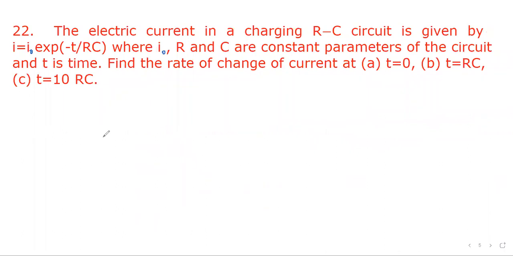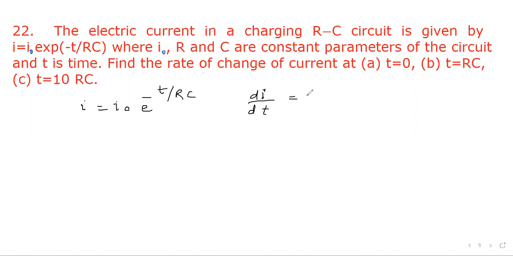Question number 22. The electric current in a charging RC circuit is given by I equal to I0 e to the power minus t upon RC, where I0, R, and C are constants and t is time. Find the rate of change of current at t equal to 0, t equal to RC, t equal to 10 RC. Rate of change of current means we have to differentiate it, di by dt.